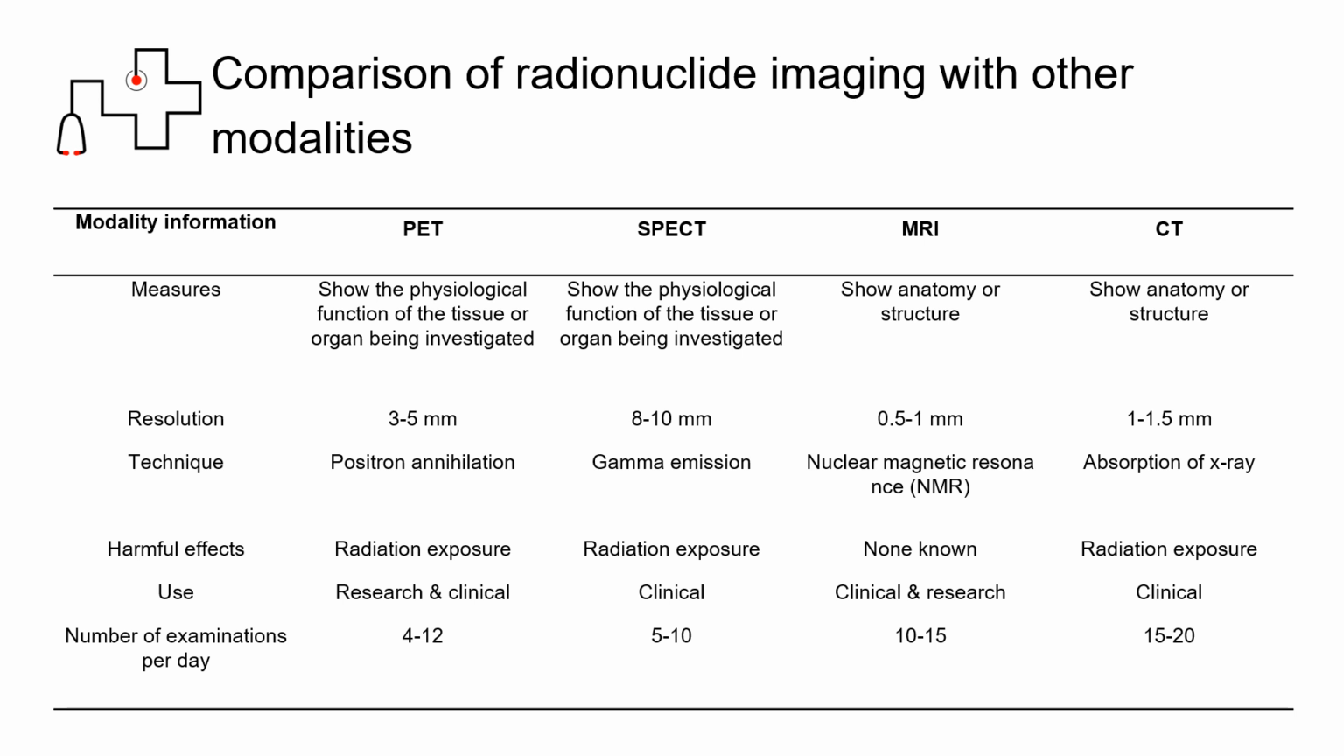The harmful effect for PET-CT and SPECT-CT, of course, is the radiation exposure. For the MRI, so far, none known. And for the CT, also gives the radiation exposure effect. The number of examinations per day for PET-CT can be 4 to 12 cases. For SPECT-CT, 5 to 10 cases. MRI 10 to 15 cases, and CT 15 to 20 cases.